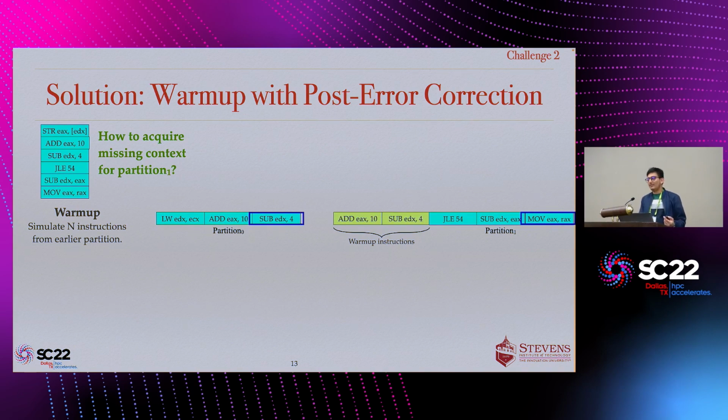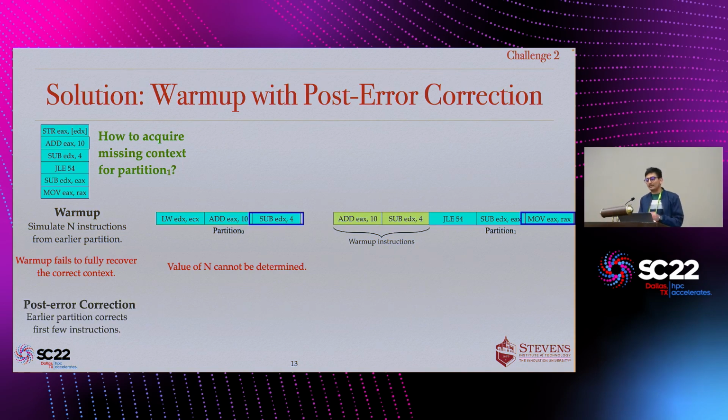So warm-up is quite effective, but it fails to fully recover the correct context because the main challenge for warm-up is how can we determine the correct value of n. If we have a small value of n, then we may not acquire all the context. But if we have a very huge value of n, then we are doing redundant simulation and our simulation cost also increases. So to tackle that problem, we have the next solution, which is to do post-error correction.